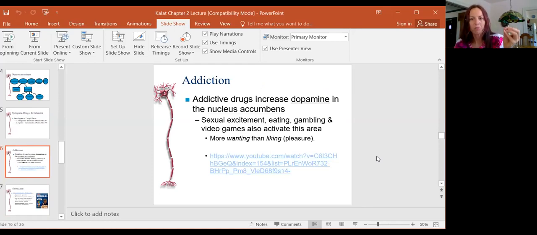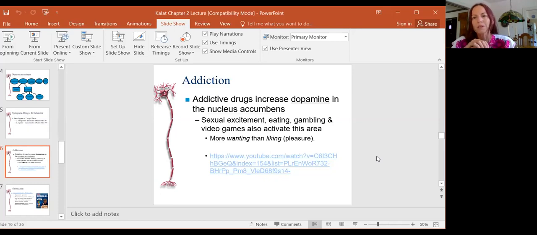Especially increasing dopamine in one place, the nucleus accumbens, which is an area of the brain that is deep in the forebrain, and it seems to be involved in addiction. Now, that area is also excited naturally during certain kinds of activities. For example, during sex, that area becomes very active, lots of dopamine during sex. When you eat, you're going to get lots of dopamine there, gambling, video games, and stuff like that. So it's not surprising that some of these things are addictive in our culture, right?